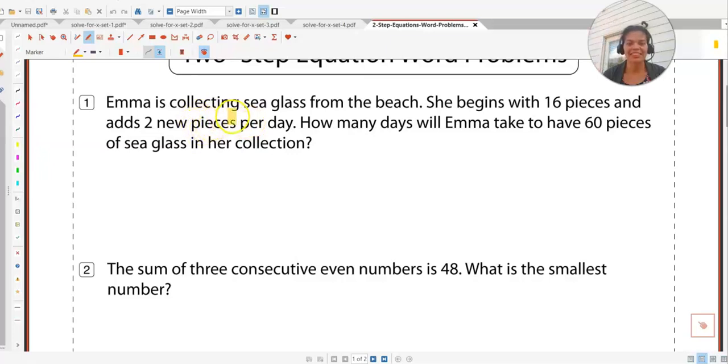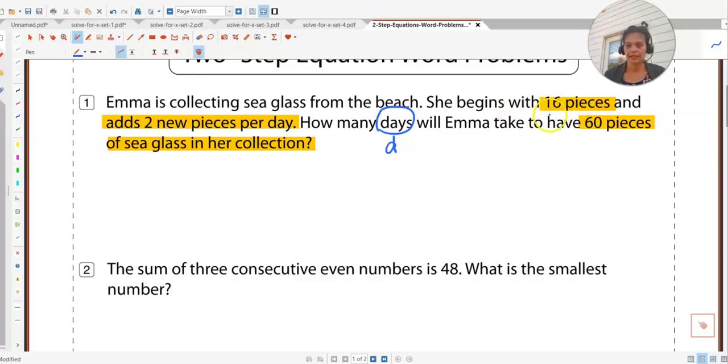So Emma here is collecting sea glass from the beach. She begins with 16 pieces, and adds 2 new pieces per day. How many days will Emma take to have 60 pieces of sea glass in her collection? So how many days is it going to take? So we need to find out how many days. So let's say days, and we can substitute days with D.